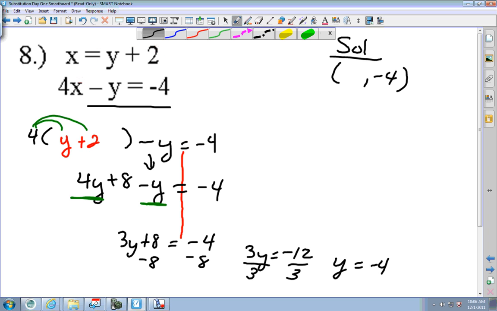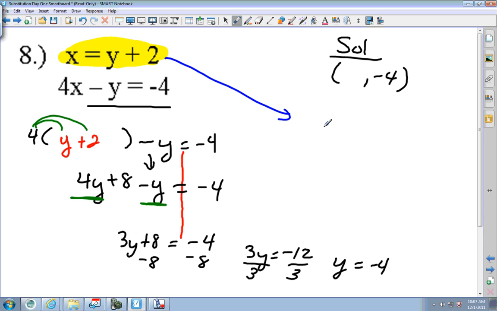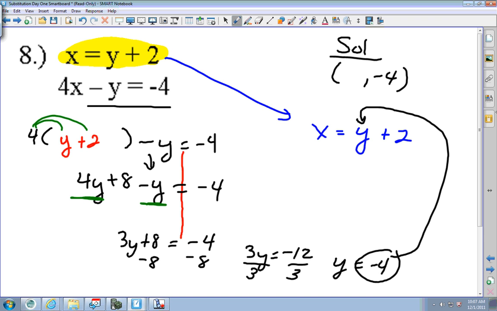Well, up here, I've got one that's already in x equals form. So I'm going to bring this down and rewrite it. X equals y plus 2. Now, y is negative 4. So I'm going to take this and put negative 4 in there for y. So I get x equals negative 4 plus 2. X equals negative 2.